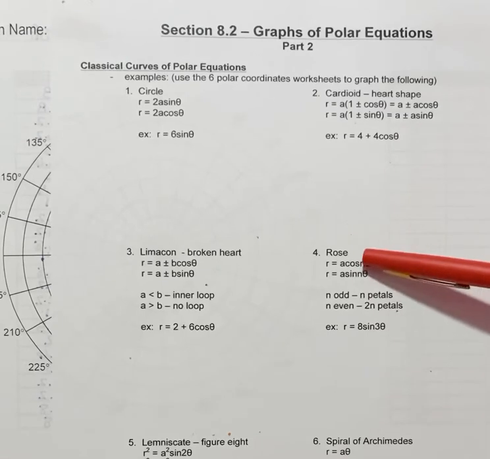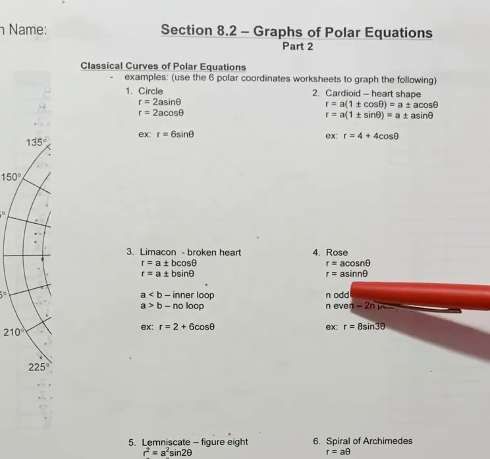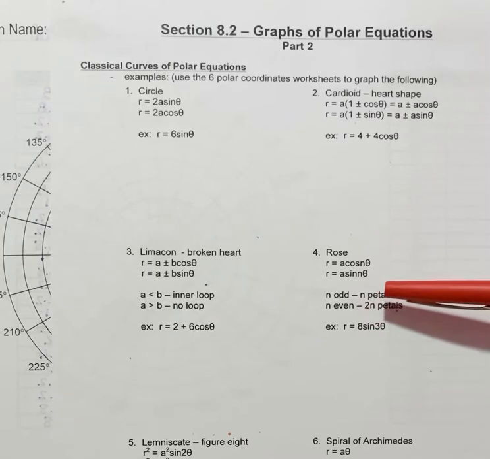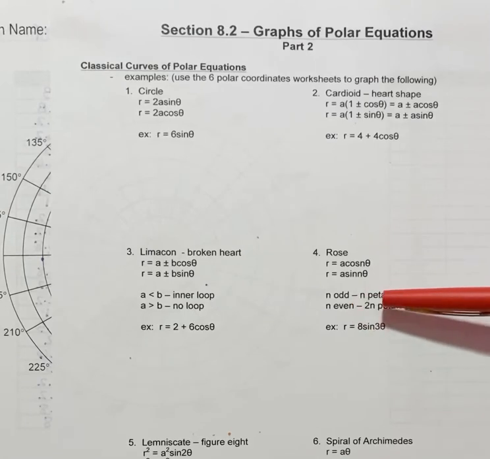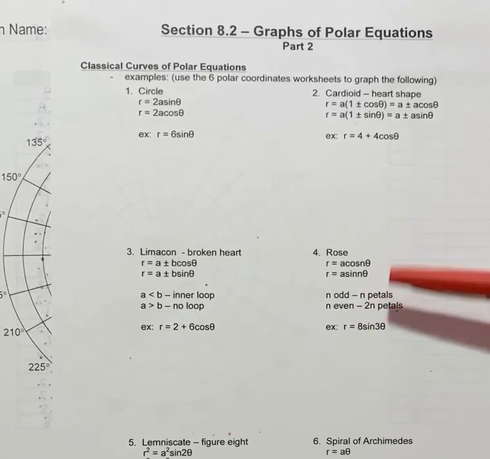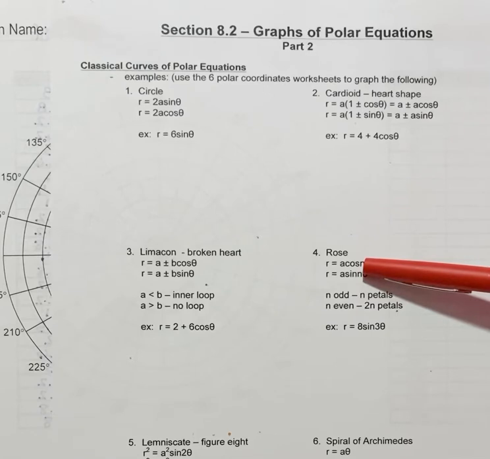Now, it depends on what n actually is. If n is odd, like an odd number, 3, 5, 7, 9, you're just going to have that number of petals. So if it's 3, you'll have 3 petals. 5, 5 petals. If n is even, those number of petals actually get doubled. So if n is 2, 2 times 2 gives me 4 petals. Now, if n happens to be 4, 4 times 2, then you got 8 petals going on within your problem.